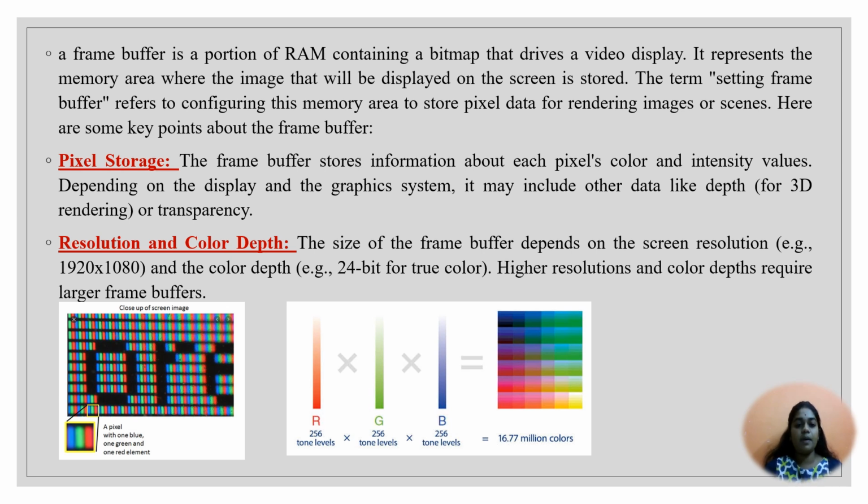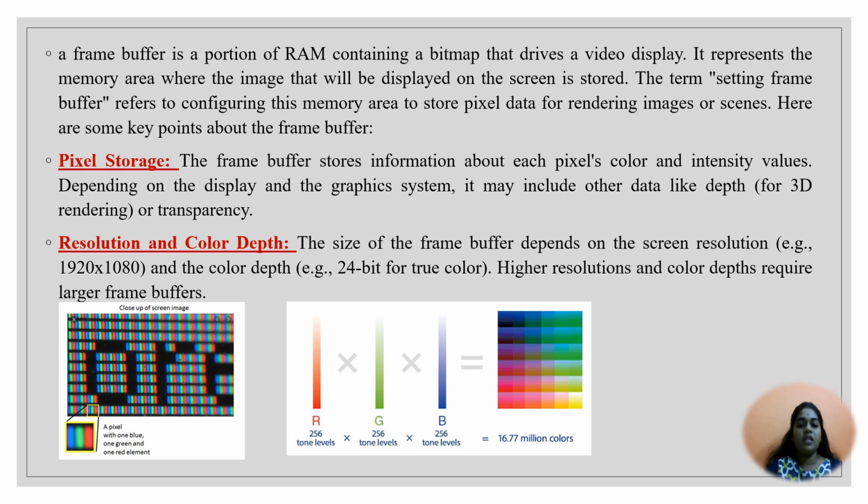It represents the memory area where the image that will be displayed on a screen is stored. The term setting frame buffer refers to configuring this memory area to store pixel data for rendering images or scenes. Here are some of the key points about the frame buffer. Pixel storage. The frame buffer stores information about pixels, colors, and intensity values. Depending upon the display and the graphic system, it may include other data like depth and transparency.